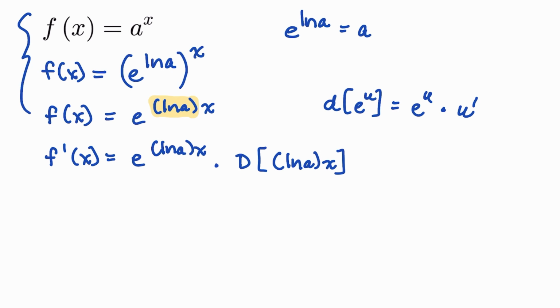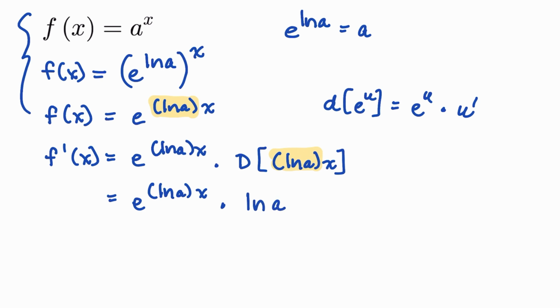Okay, so that's equal to, now I'm going to leave this the way it is, e to the natural log of a times x times, now remember, this is a constant. So that means we're basically taking the derivative of a constant times x, and that is just the constant.